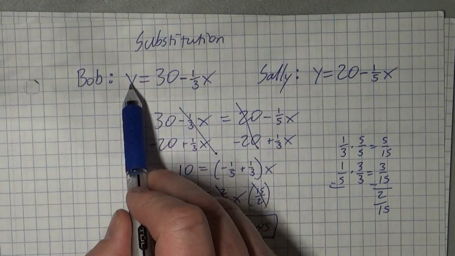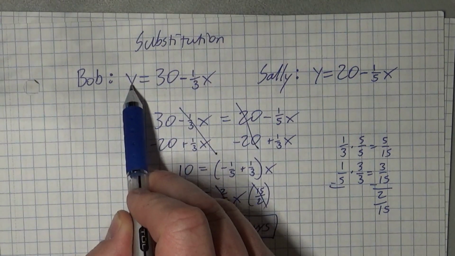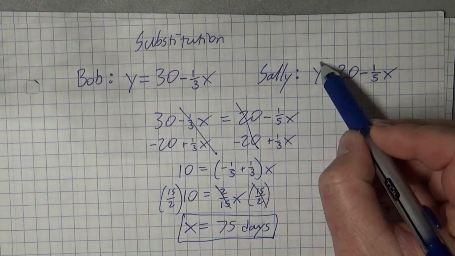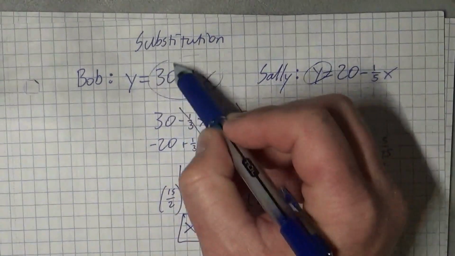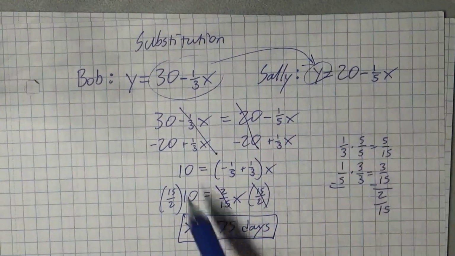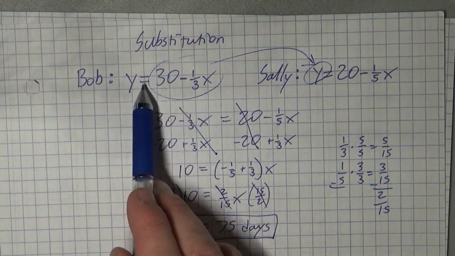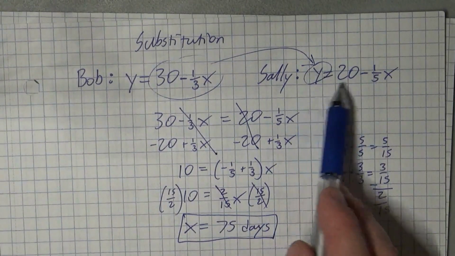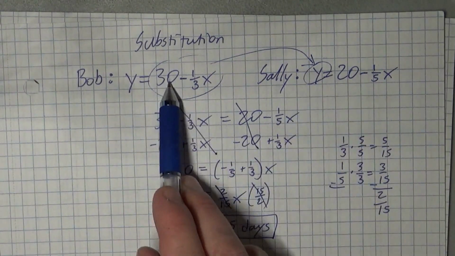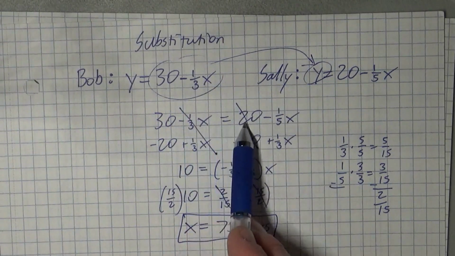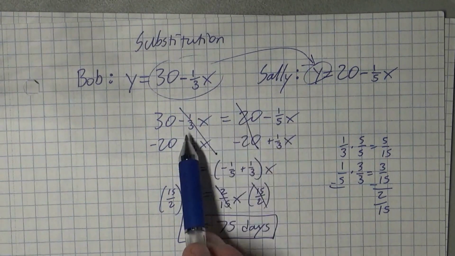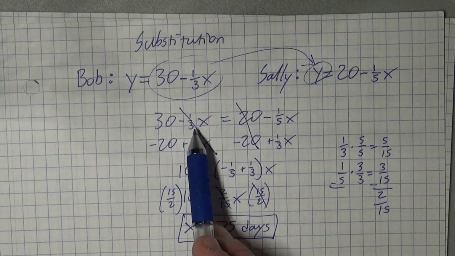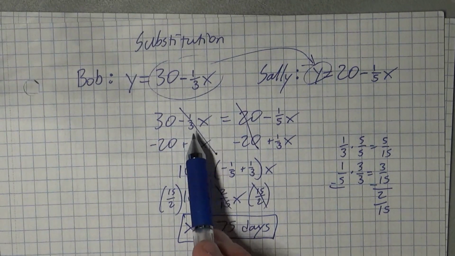So if we know that y on this side for Bob is the equivalent to 30 minus 1/3 x, I can replace this y with this expression because I know that they are equivalent because of the equal sign. So now I get an equation that has only one variable, the x. I get 30 minus 1/3 x is equal to 20 minus 1/5 x. One equation, one unknown. We can solve that using our inverse operations and combining like terms.